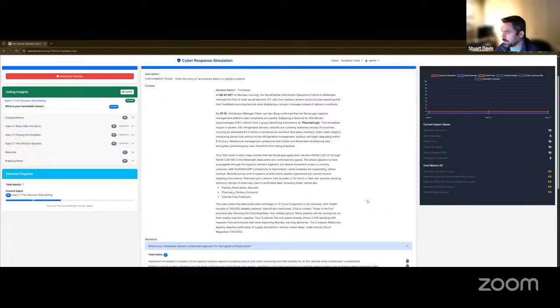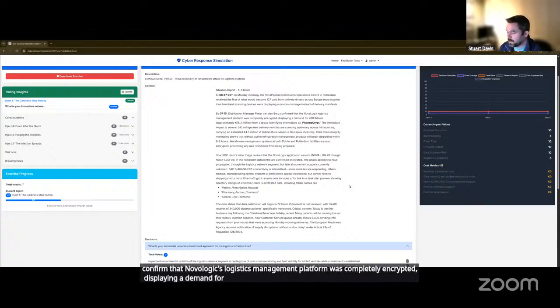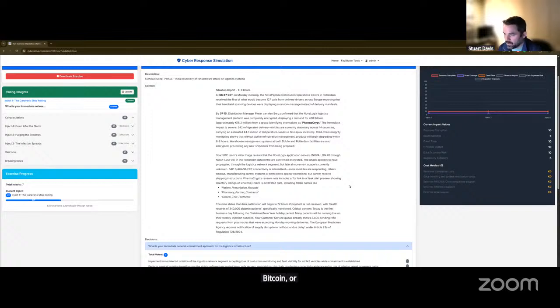At T0, so here we are at the beginning. At T0, we've got 6:47 Central Time on a Monday morning. The Novapeptide Distribution Operations Center in Rotterdam received the first of what will become 127 calls from delivery drivers across Europe, reporting that their handheld scanning devices were displaying a ransom message instead of delivery manifests. By 7:15, distribution manager Peter Vanderberg confirmed that Novologic's logistics management platform was completely encrypted, displaying a demand for 450 Bitcoin, or 18.2 million euro, from a group identifying themselves as PharmaCrypt.